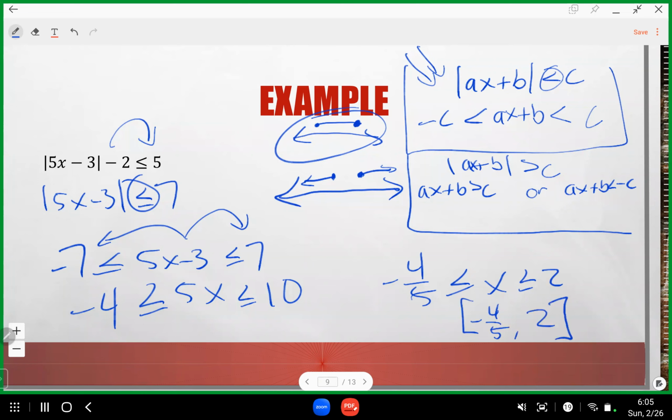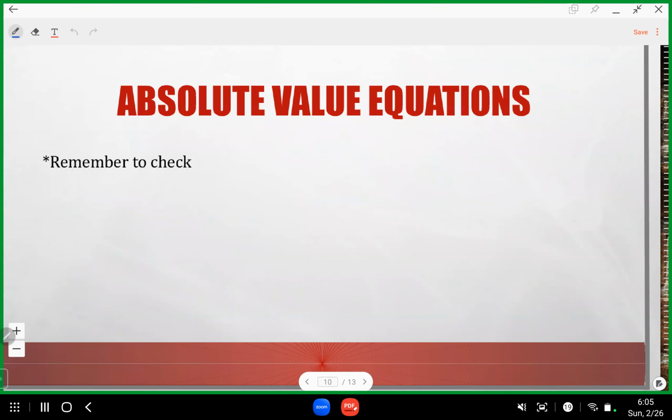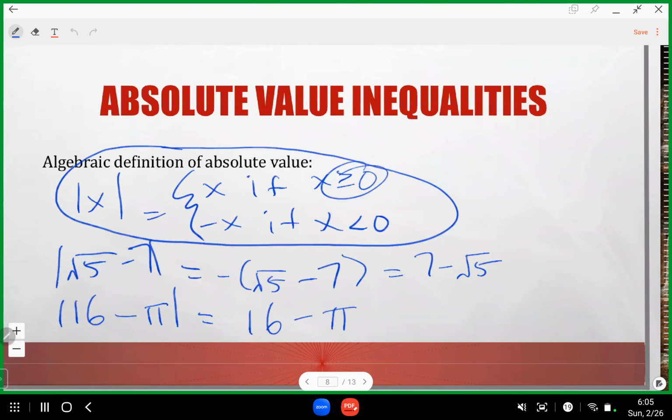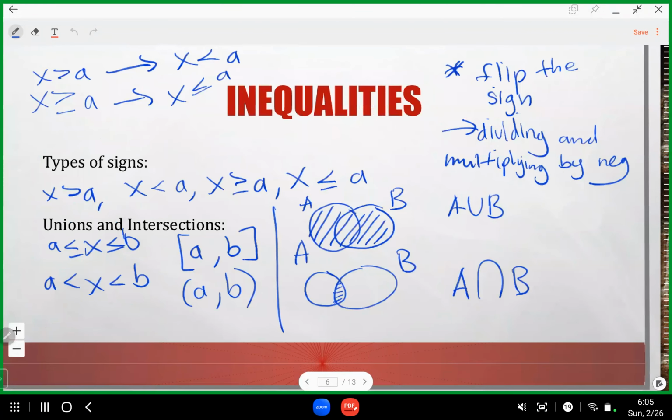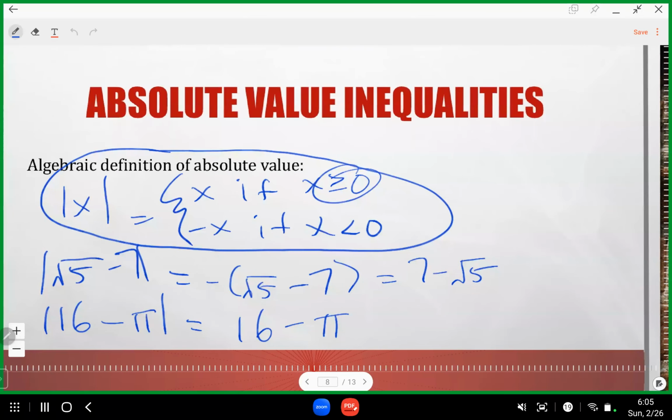Now, if this absolute value was greater than something, then it would be a whole other scenario. Make sure you pay attention to the sign. So that's basically absolute value inequalities. That's a little bit of review, and we also added a little bit about intersections and unions, which we will be using later on.